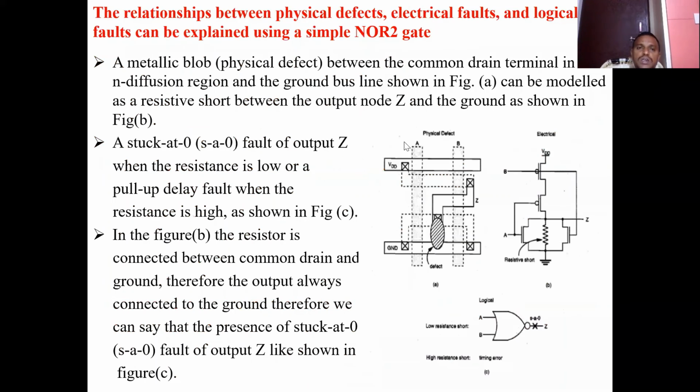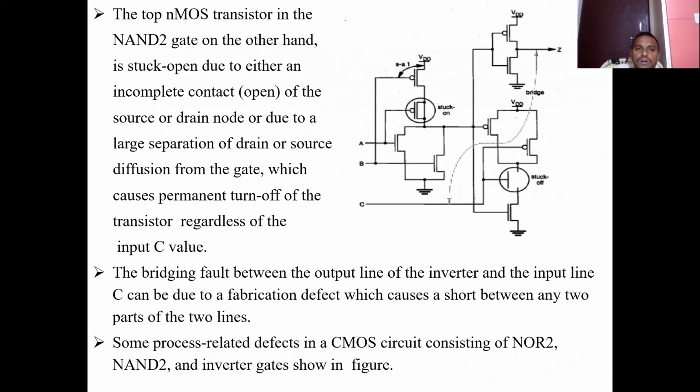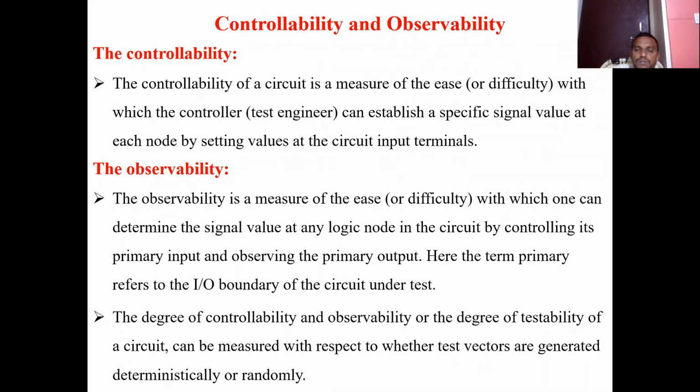Next we'll go with this one: the relationship between the physical defects, electrical faults and logical faults can be explained by using a simple NOR 2 gate. By taking a simple NOR gate, I am going to explain what the different physical defects are and what electrical faults we will get. Before going to that, we'll go with the definitions of controllability and observability.